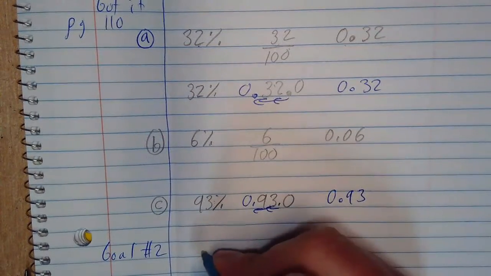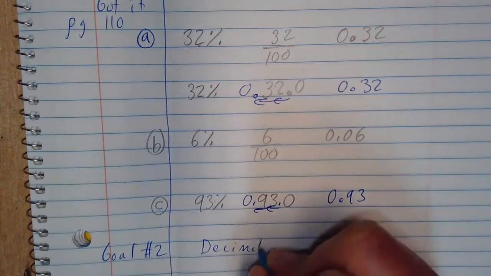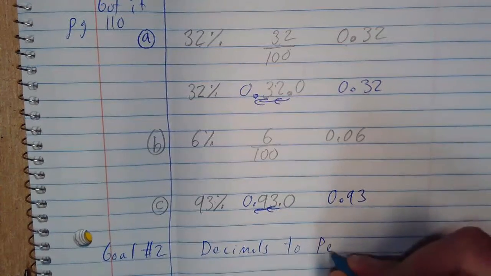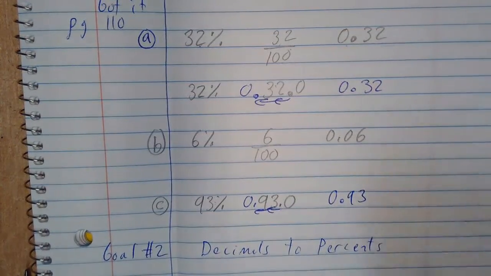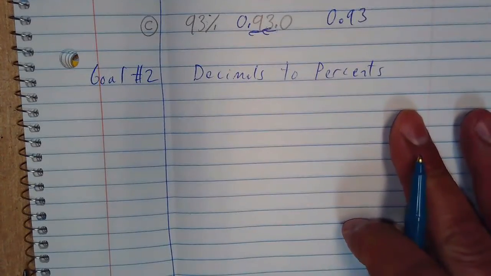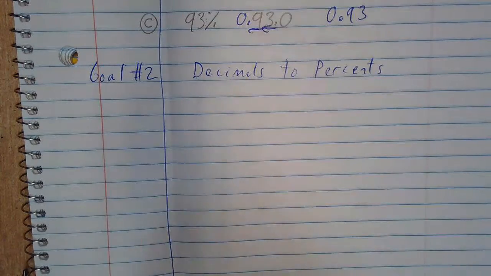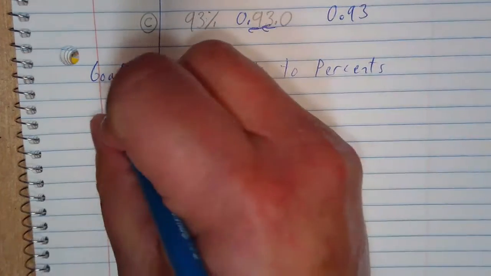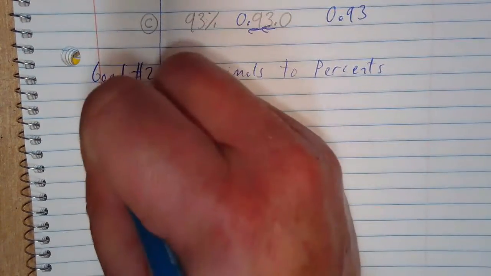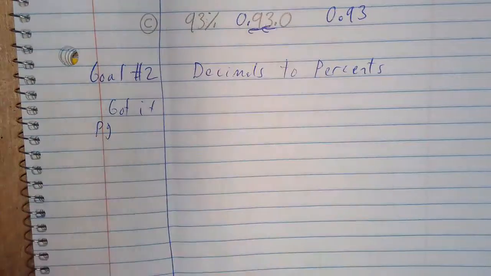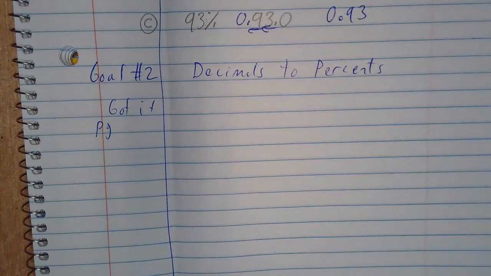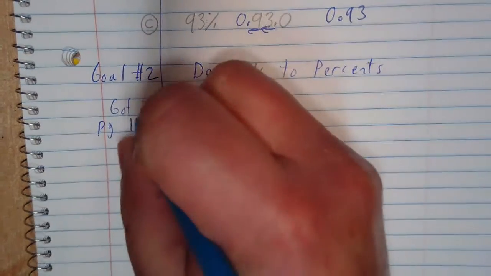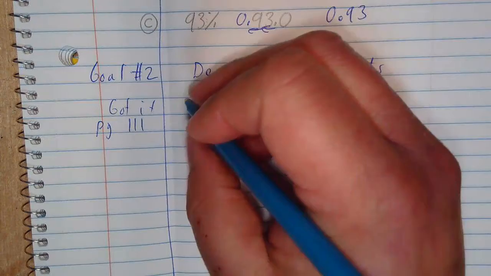We're going backwards. Decimals, 2%. Okay? Decimals, 2%. I'm just going to go straight to the Got It. This is Got It, page 111, letter D.